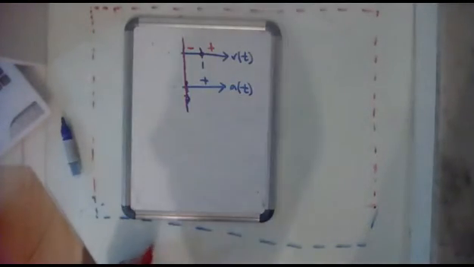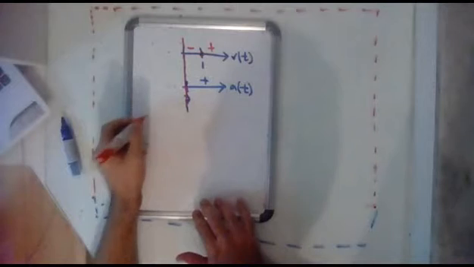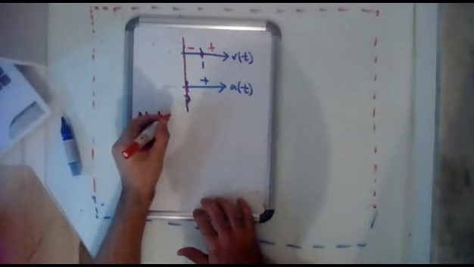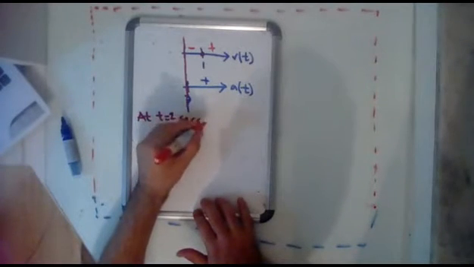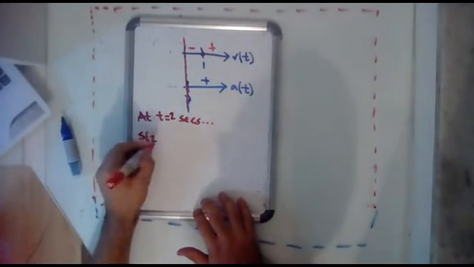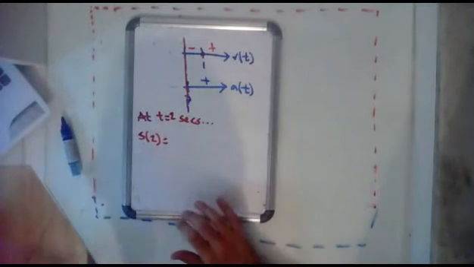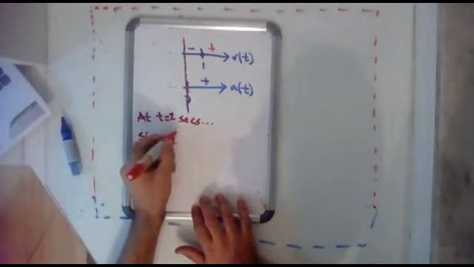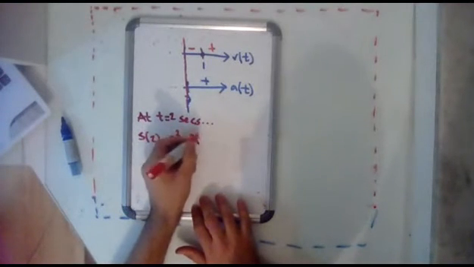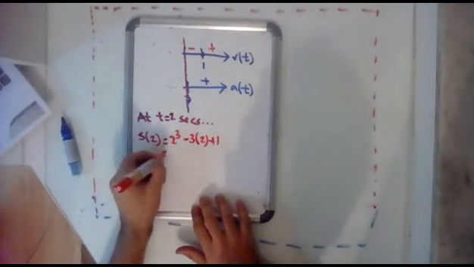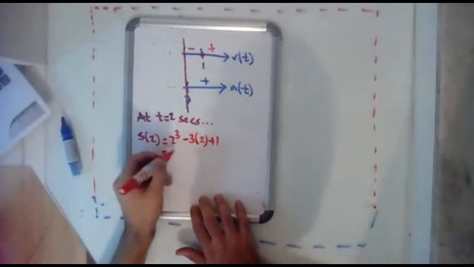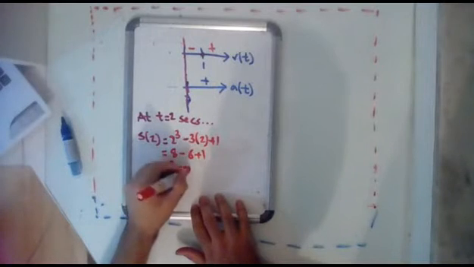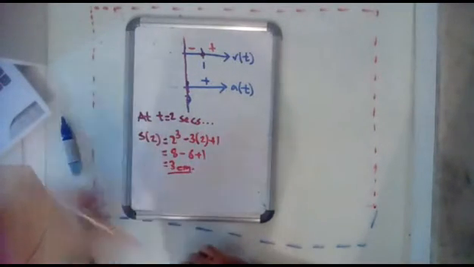So describe the motion of the particle at t equals 2 seconds. So we're going to need S2, which is 2 cubed minus 3 times 2 plus 1, equals 8 minus 6 plus 1, well 8 minus 6 is 2, 2 plus 1 is 3, so it's 3 cm. So it would be 3 centimeters to the right in position.